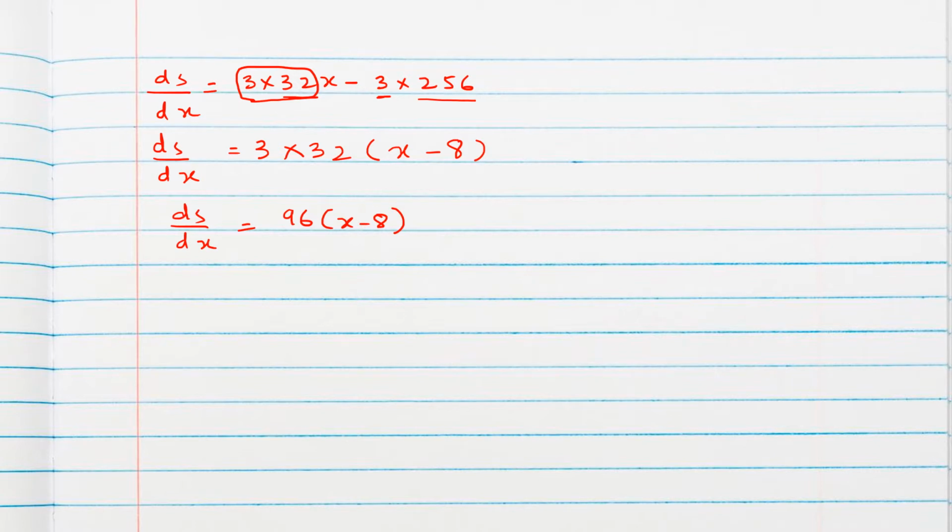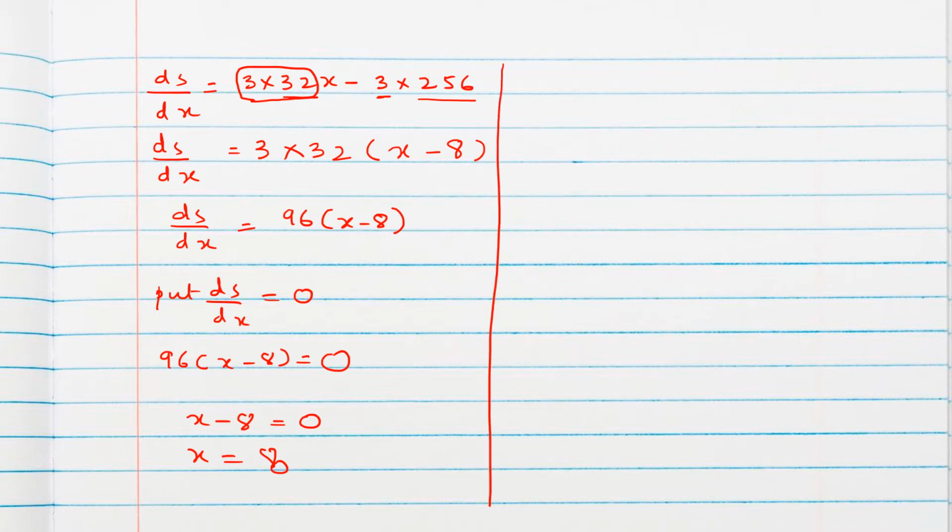Now the next step is what? Put ds by dx equal to 0 to get the critical points. So 96 times (x minus 8) equal to 0. So x minus 8 equal to 0. So x equal to 8. Now the next step is we should find the double order derivative and we should check the sign, whether positive or negative.